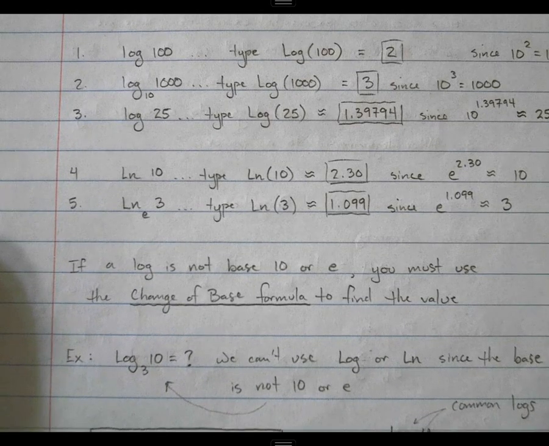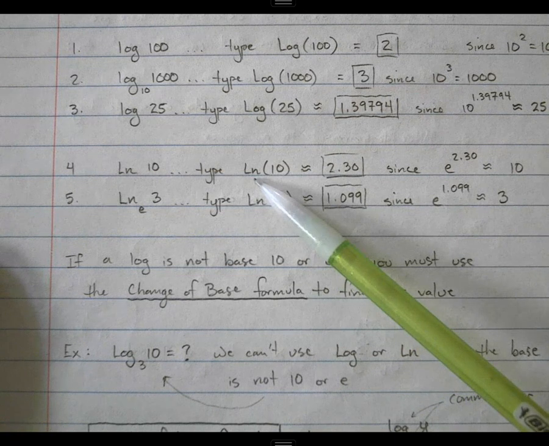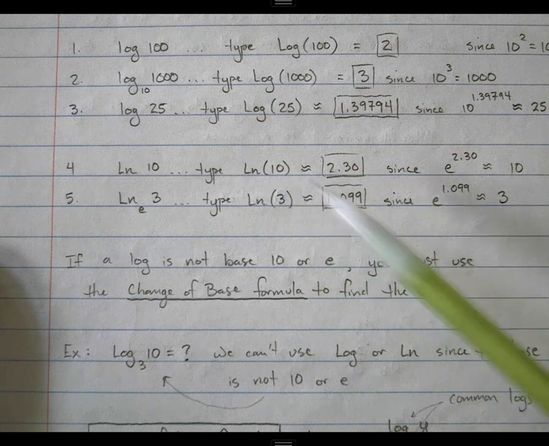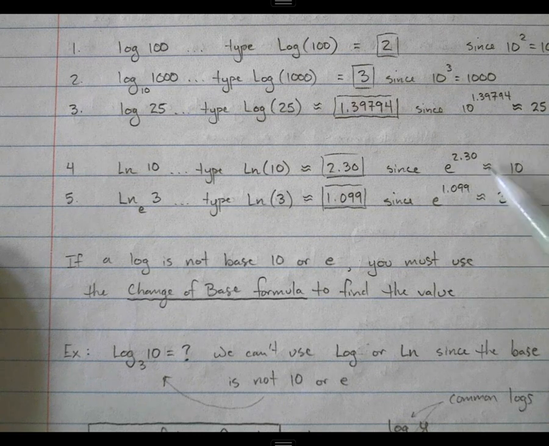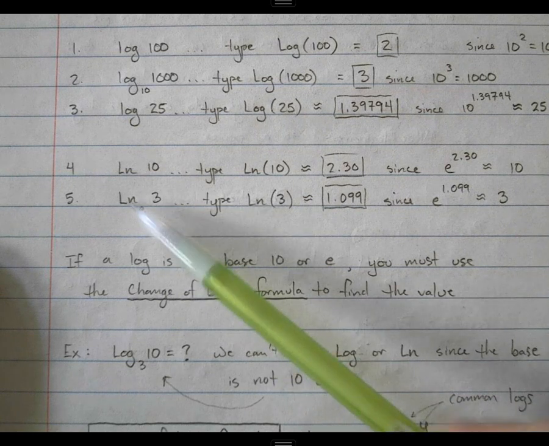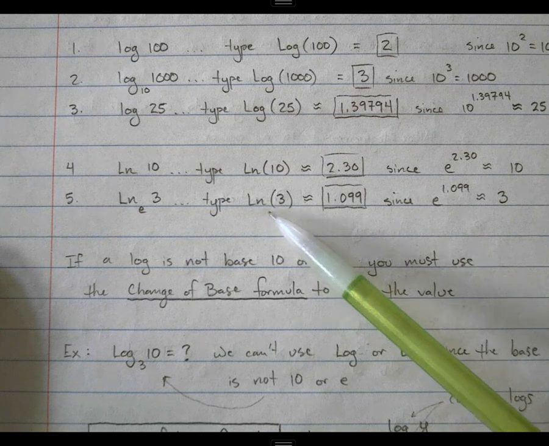Moving on. Now, what about natural log? If you see something like ln of 10, well, there's a button on your scientific calculator, the natural log button. You'd simply enter that in. It's approximately 2.3, since e to about the 2.3 is approximately 10. And then natural log, if you see the base e, well, you're still going to use the natural log button.